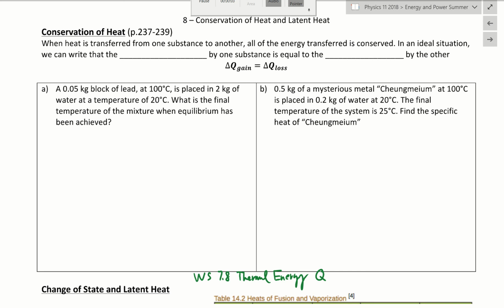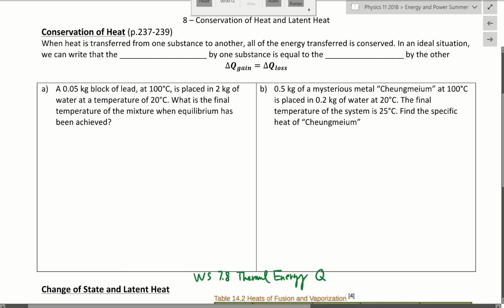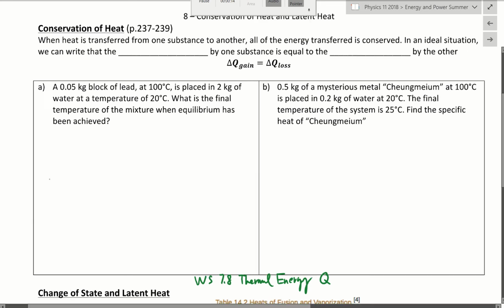Hello everyone. This week we are going to first continue with our thermal energy notes from last day. So we're going to do two example questions so that you can actually finish the worksheet 7.8, the two questions that we didn't do last time.